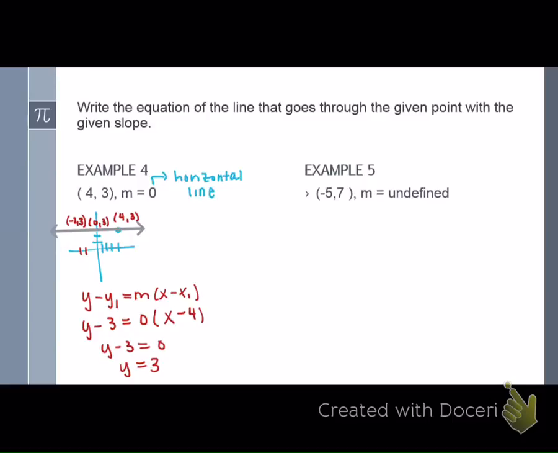Y is repeating each time, so whenever you have a horizontal line, it is a y equals equation, and it's whatever the repeated value is. So let's see if we can use that connection with the next one. Example 5 says (-5, 7) is my point, and I have an undefined slope, Hannah. What does it mean when you have an undefined slope? We have a vertical line.